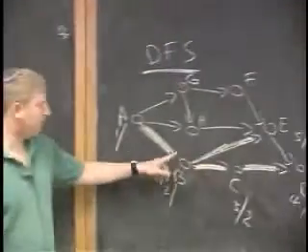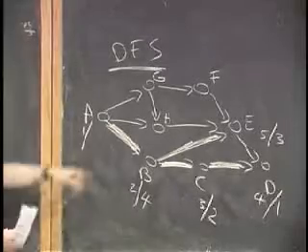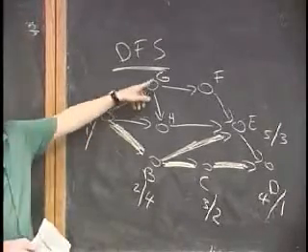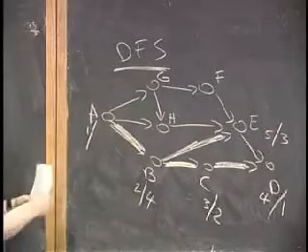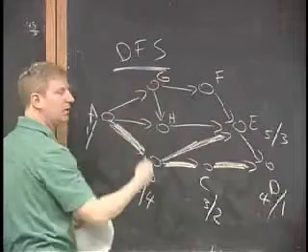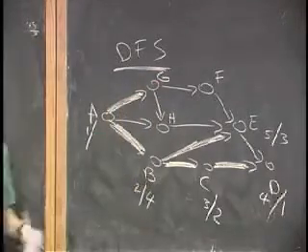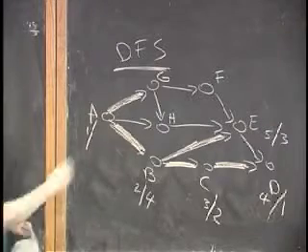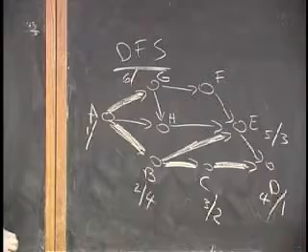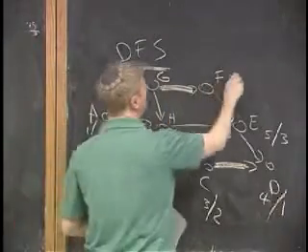Back to B, then B is finished, so it gets 4. Back to A is not finished. We move forward to G. I'm deciding on them in alphabetical order. So G gets the number 6. And now we move forward to F. And that gets the number 7.